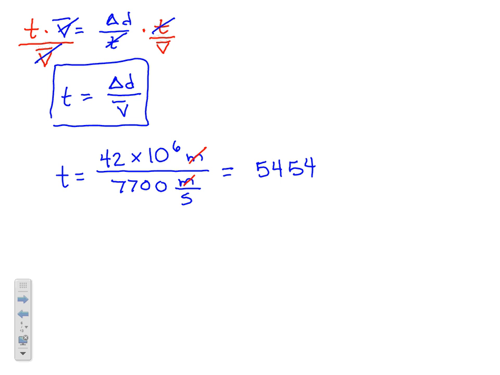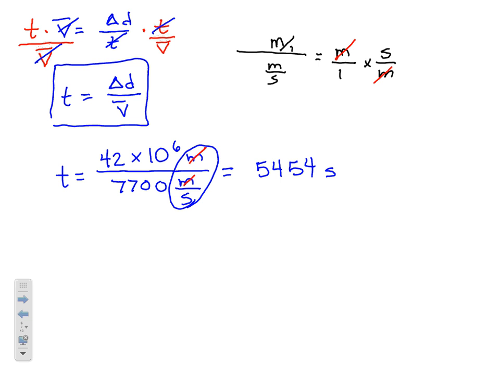It is seconds, you know that because it's time, but let's just look at those units for a second. We have meters over meters per second. I'm going to make that a fraction, and this is going to be meters over 1. Take your denominator, flip it, and multiply. That gets your meters to go away, and you're left with seconds. So that's our unit analysis for the units.